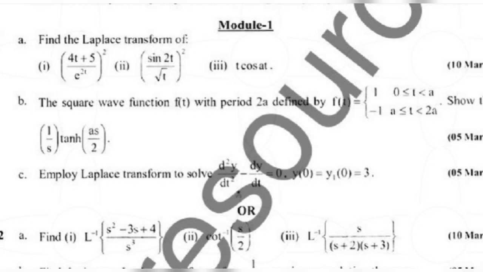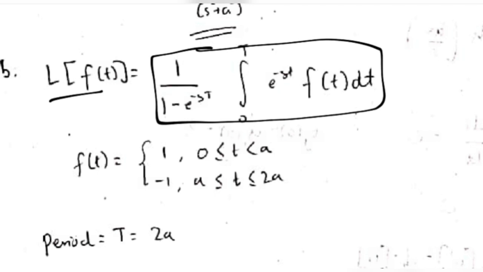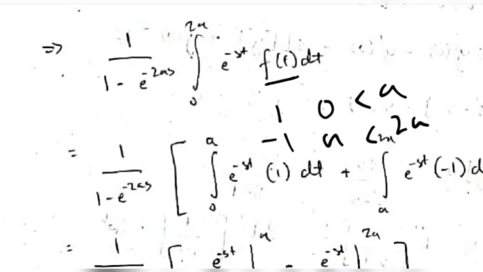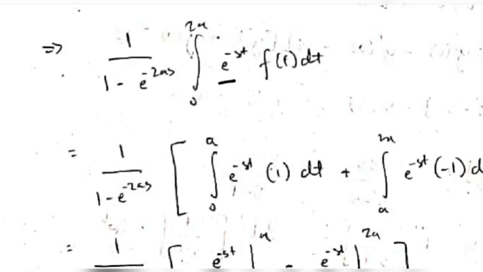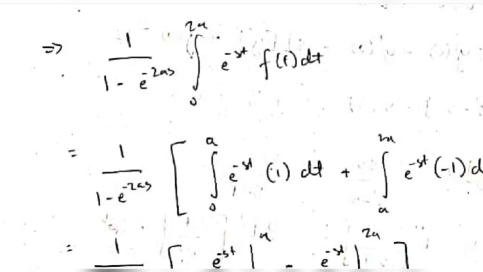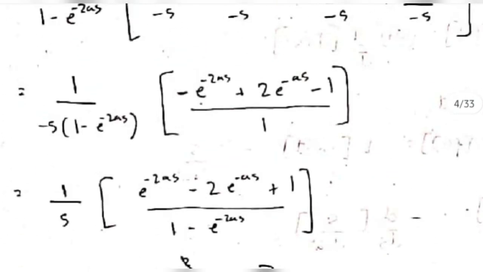So the standard formula you have to remember, L of f of t is this one. Instead of capital T we will substitute the period which is 2a, and now f of t was defined as 1 in 0 to a and minus 1 in a to 2a. So e power minus st will be the same, and from 0 to a we will substitute f of t as 1, and in the next one from a to 2a, instead of f of t we will write minus 1. Then it's the simplification, and after reaching this point you have to make a small modification.